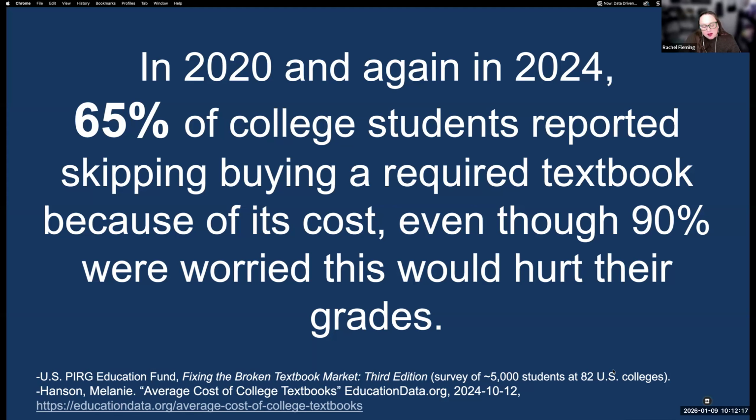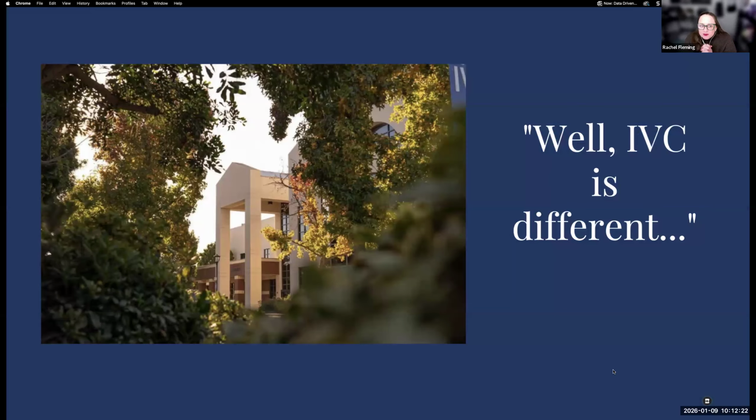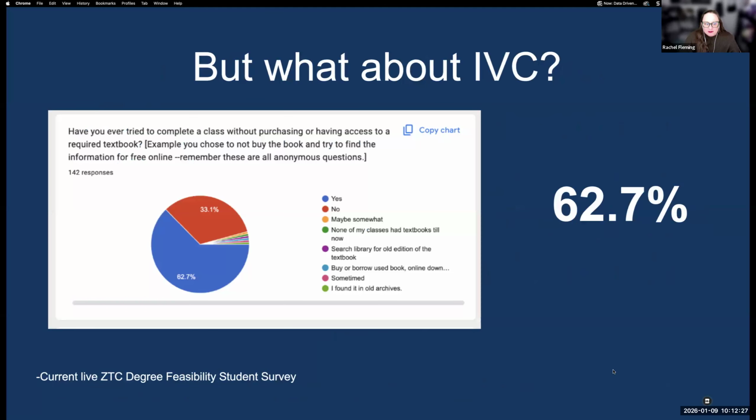And then this was actually found again in a smaller study in Florida. And so I have people say, well, Rachel, IVC is different. We're not like that, though. That's not us. That's national data. So again, from this survey, we asked this question, have you ever tried to complete a class? And we're at 62.7%. And if you look at some of the little tiny ones that we added, because I always leave an other option in surveys, it was things like, oh, well, the Promise program pays for it. I have Elevate, like these different things that basically, when you add up those numbers, we're at almost the same 65%. So this number isn't going down.